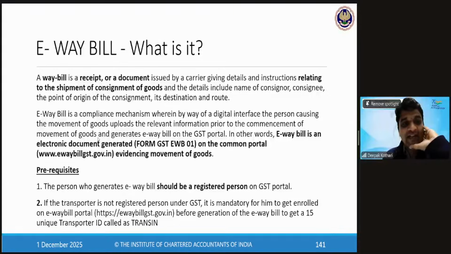How will I raise it? I will raise it on this portal called ewaybillgst.gov.in. For GST registration and returns, you have gst.gov.in. For e-way bill, you have ewaybillgst.gov.in.